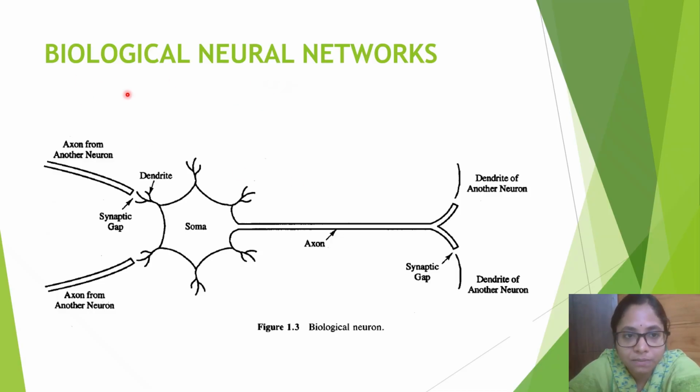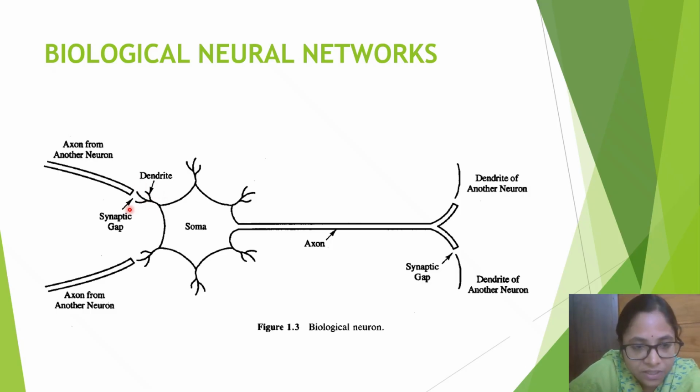So this is a biological neural network. This is the simple structure of the biological neuron. It consists of the soma, the axon, and the dendrites. So dendrites, cell body, and the axon. These three main parts play a major role in the biological neural network.